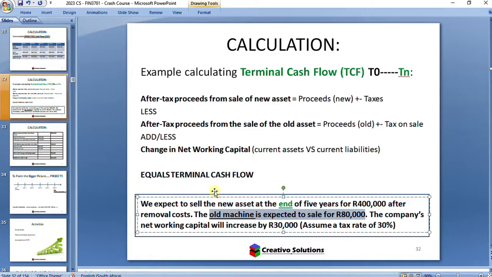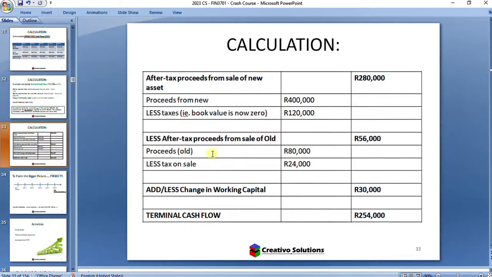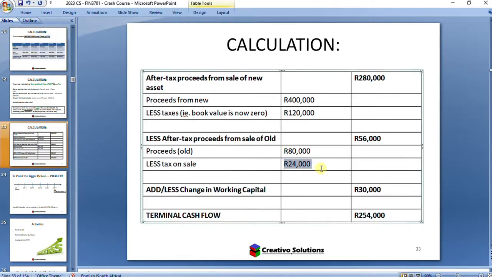No, it won't. Correct. Okay, so if you're looking at the calculation, I'm going to have 24,000 being the tax on the sale. Why? Because the carrying value would have been 0. So it's easy to calculate, and that's generally normally the case.